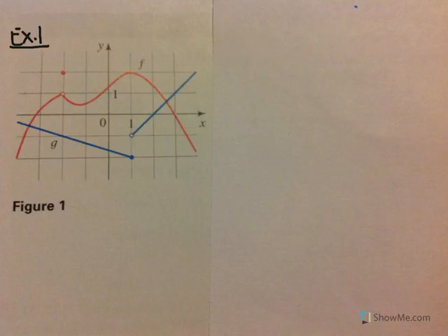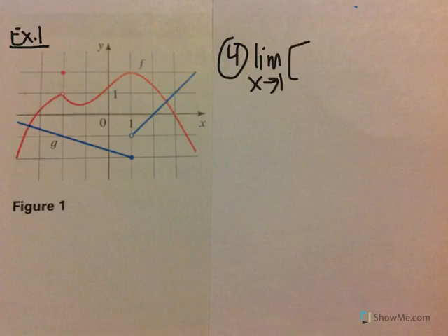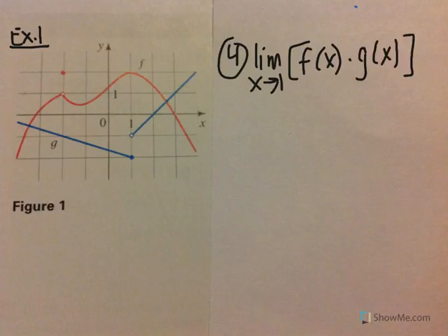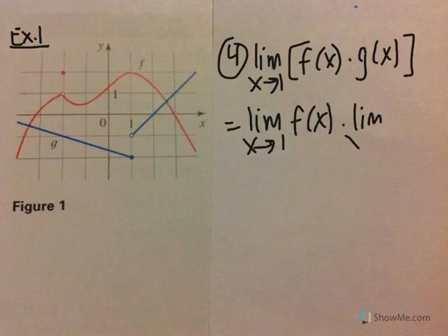And in my last example, I have the limit as x approaches 1 of f of x times g of x. So we can calculate the limits separately and then just multiply them together. Because if you remember the limit law, this is the same as the limit as x approaches 1 of f of x times the limit as x approaches 1 of g of x. And we can just multiply the two values together.